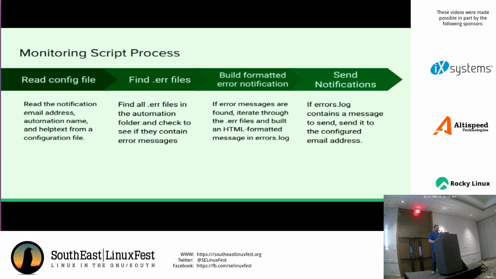So here's the process that the monitoring scripts run, just to have it as a visual flow. So we read the notification configuration from the configuration file to let us know how to notify people if anything happens. And then find and collect any errors from the .err files and build a nicely formatted message. Mine uses HTML formatting from those err files. And finally, send out a notification if we found anything.